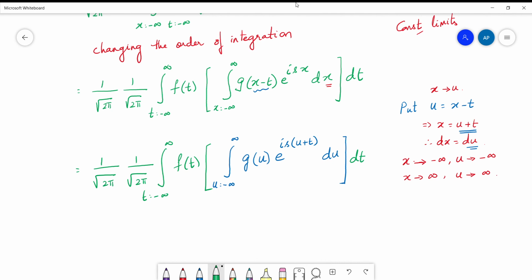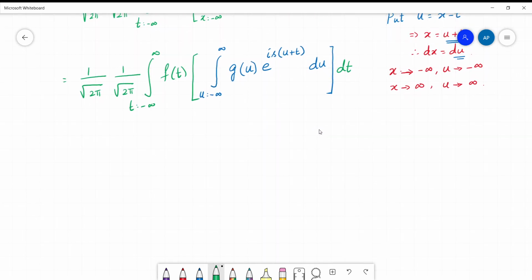Now, you see there is something interesting here. Within the inner integral, I have a t term occurring there, e power ist. And normally what are we doing? We are combining the t terms with the outer integral. So we shall now rewrite the t term alone outside. So it becomes 1 by root 2 pi integral minus infinity to infinity. Yes, 1 by root 2 pi, I can attach it here, and then I can take another 1 by root 2 pi inside. So here it becomes f of t, and I am taking that e power ist outside.